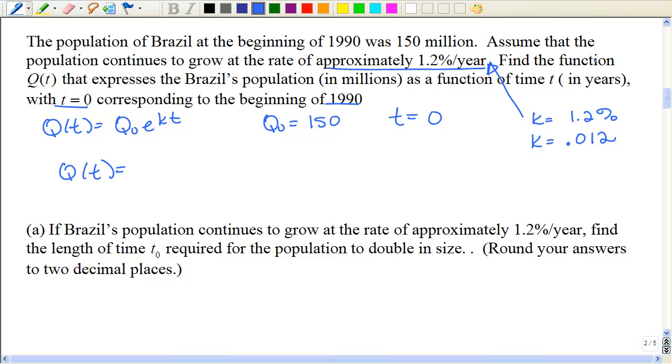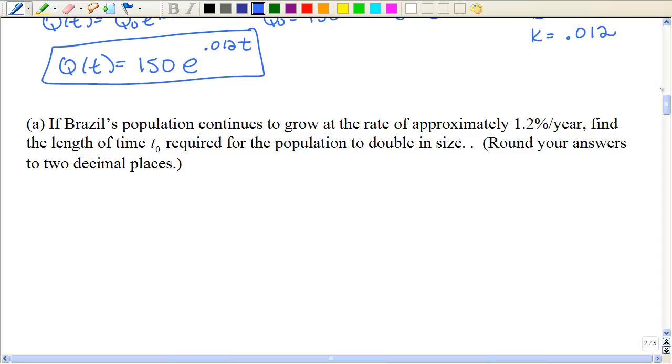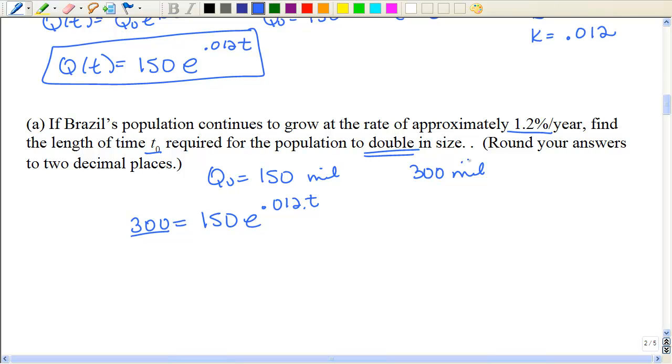Let's see, I think we have Q of T equals the initial population, E to the kt. That's the function that we're looking for. Now we're going to use that function to answer this question. It says if Brazil's population continues to grow at that same rate, find how long it would take for the population to double in size. If the initial population was 150 million, then double that would be 300 million. So we want to say, when Q is 300, what is T?